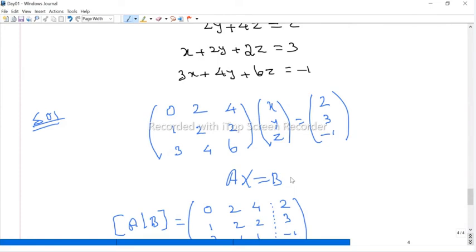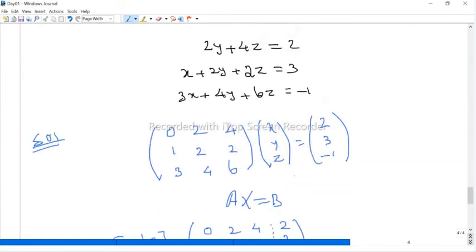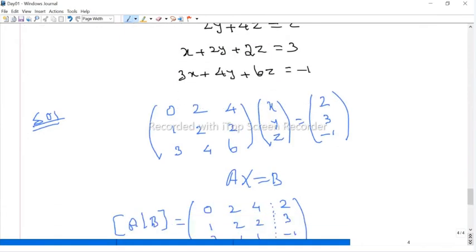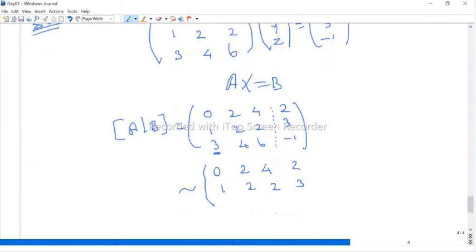Better we interchange the rows. Usually the first entry is always considered 1. Therefore, interchange the first row and the second row, because that is also an elementary row operation, right? So better we interchange the second row and the first row.